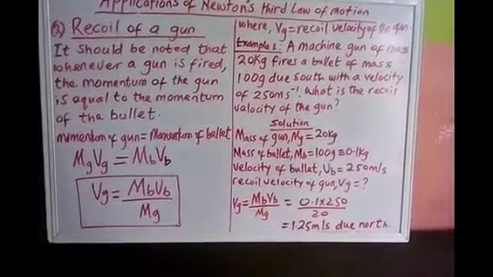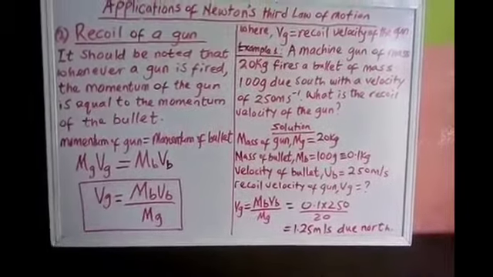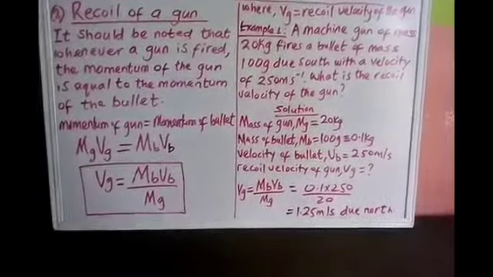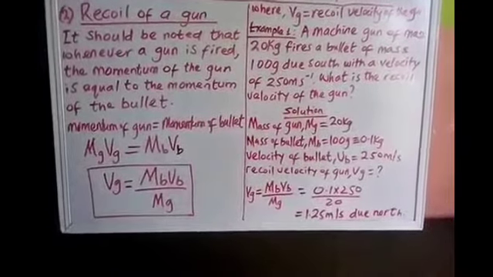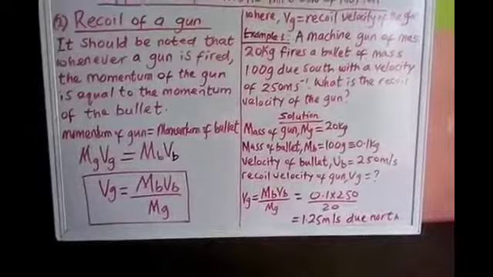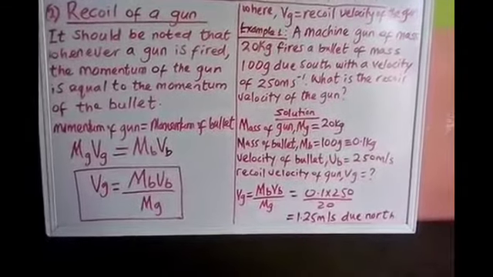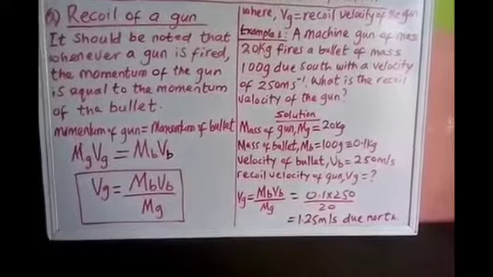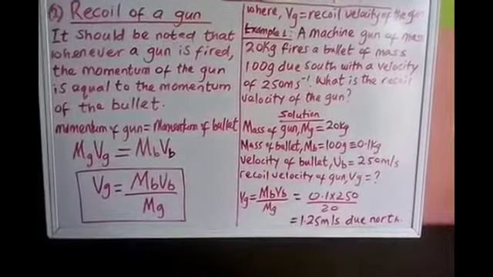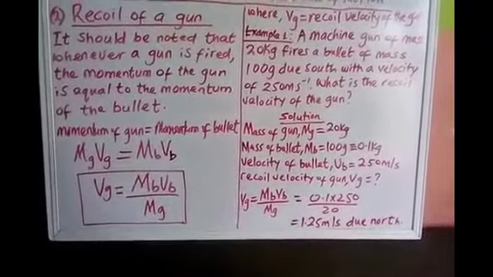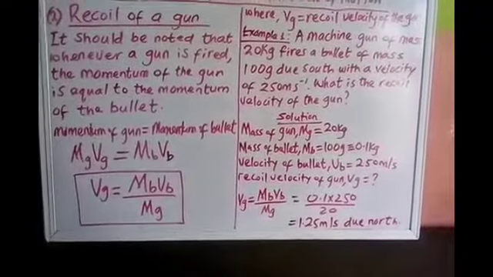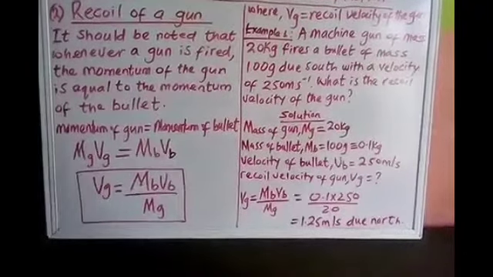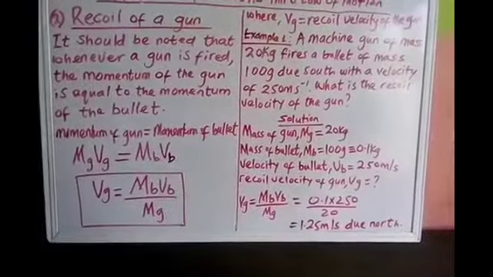Mass of the gun mg equals 20 kg. Mass of the bullet mb equals 100 gram. And we said in physics, we must convert all parameters to their basic units. The basic unit of measurement of mass is kg. And here we are given 100 gram, which must be converted to kg. 100 gram to kg will give us 0.1 kg. That is 100 divided by 1000.